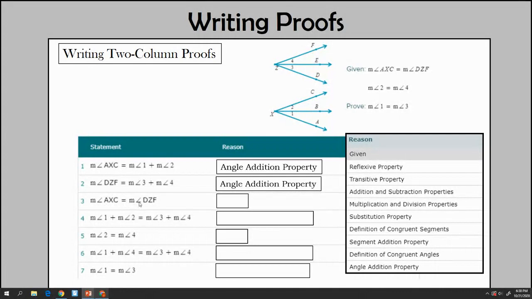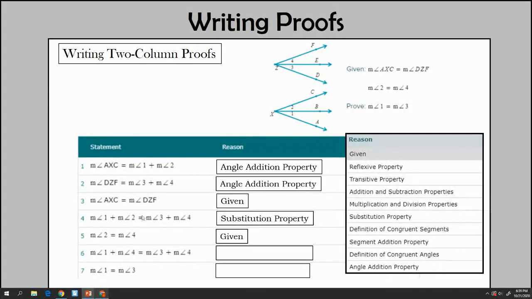Measure of AXC equals a measure of angle DZF. Where's that come from? Up right here. It was a given. Now, this statement, just like in the last problem, AXC equals a measure of angle 1 plus a measure of angle 2. So in place of this AXC in line 3, I'm going to put measure of angle 1 plus measure of angle 2 because it equals that. In place of this measure of angle DZF, I'm going to put the measure of angle 3 plus measure of angle 4 because DZF equals that, the sum of those two. So that's substitution. Next line, angle 2 equals measure of angle 4. That was a given.